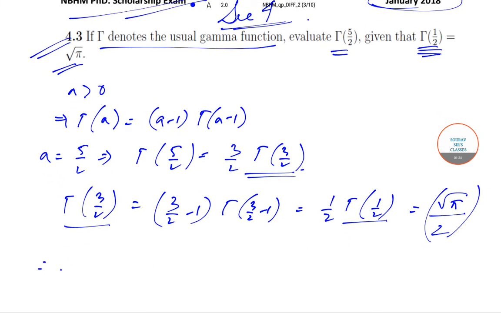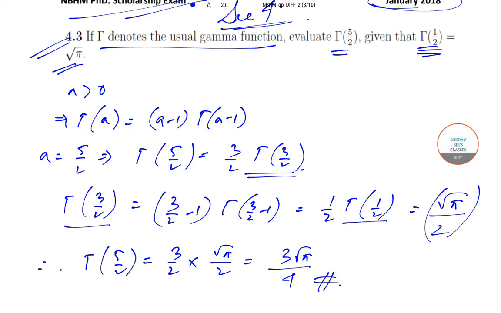So therefore gamma function of 5 by 2 is basically 3 by 2 into gamma function of 3 by 2, which is root pi by 2, and this comes down to 3 root pi by 4, which is the correct answer.